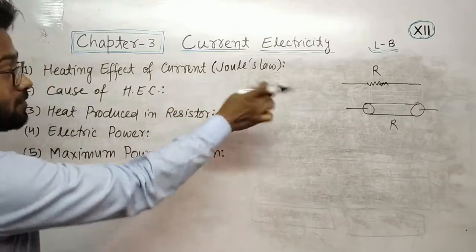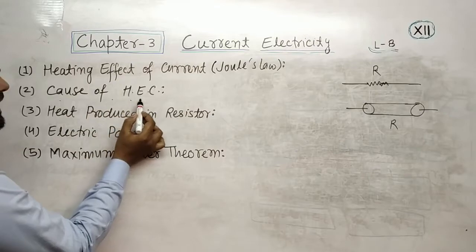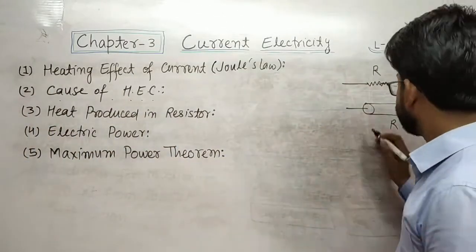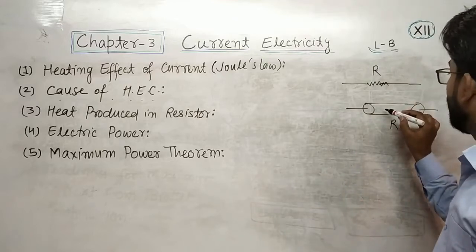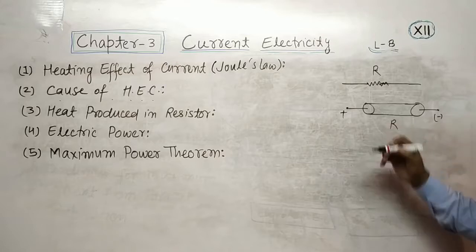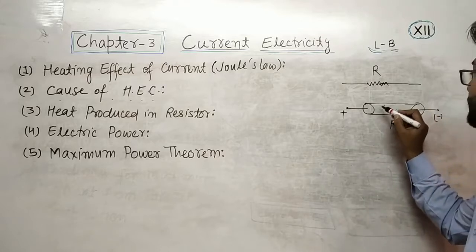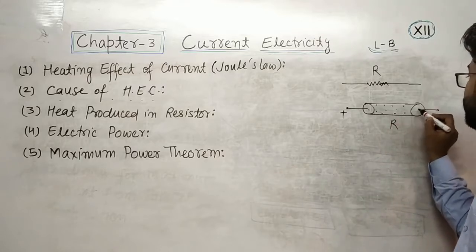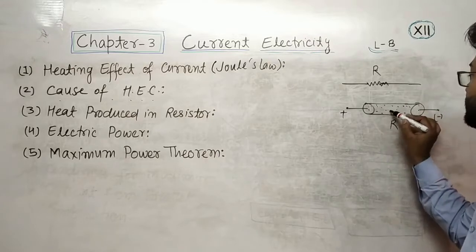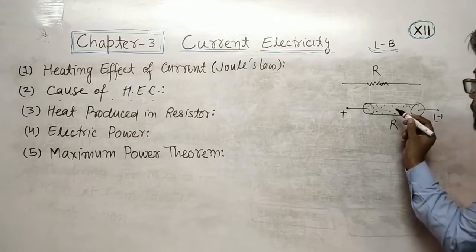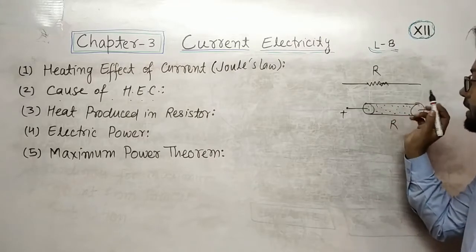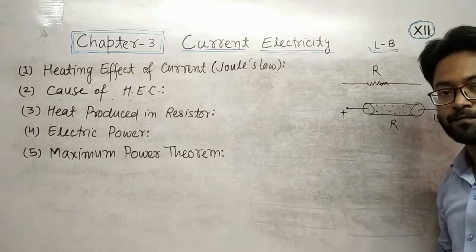What is the cause of the heating effect of current? We already discussed that when we apply a potential difference across the resistor, the electrons move inside the conductor in random directions, and the moving electrons collide with the other electrons and also collide with the lattice of the resistor.